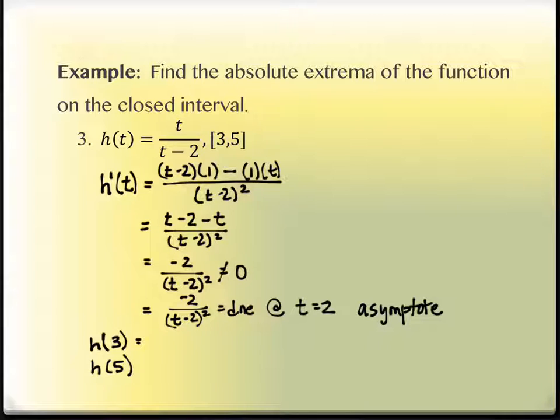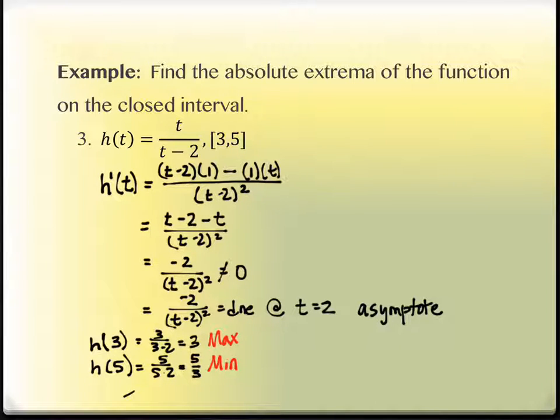If you want to plug them in by hand, you can. I think this one's pretty easy to plug in by hand. You can use your calculator if you really want to. But if I use 3 in the numerator and 3 in the denominator, 3 over 3 minus 2 would give me 3. And then 5 over 5 minus 2 gives me 5 thirds. So what's my max? 3. 3 is the max. And that makes 5 thirds my minimum value.